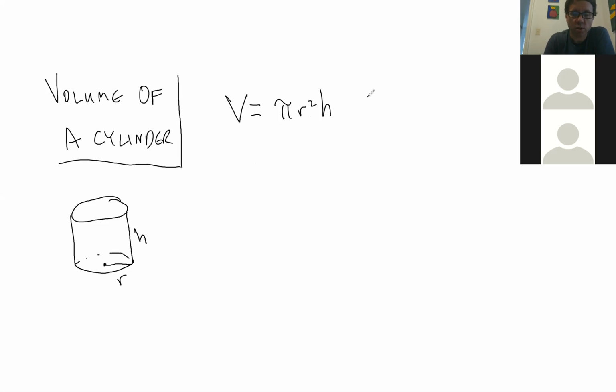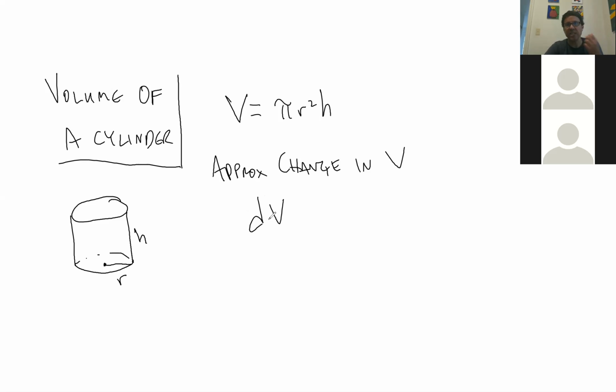So what you want to know is what the error is in V. So the goal is to figure out what delta V is. But the approximate change in V, by introducing errors in r and h, is going to be equal to the total differential dV. Anytime you have a delta, it means exact change. If you have a d, it means approximate change.